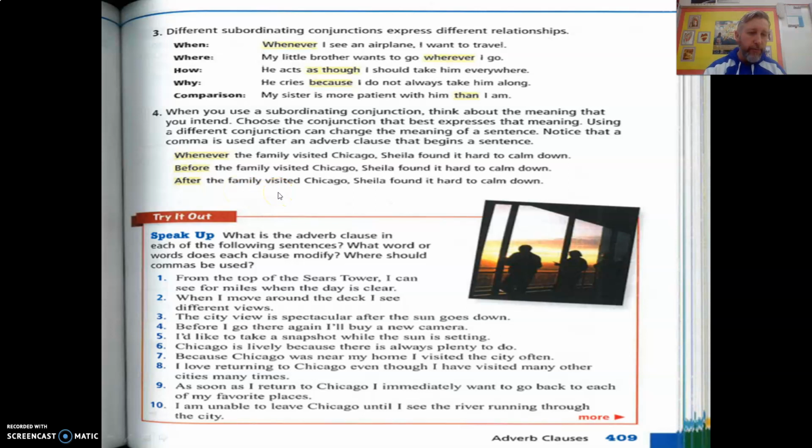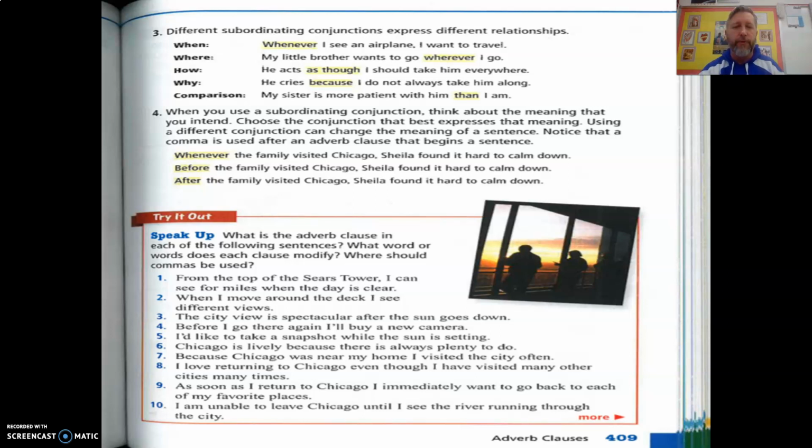All right, so what I'm going to have you do is, on page 409, work through numbers 1 to 10. Keep in mind the directions: what is the adverb clause in each of the following sentences? So come up with the adverb clause. Remember, it's going to begin with a subordinate conjunction on page 408.